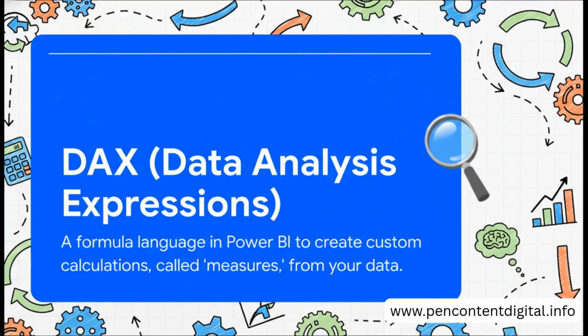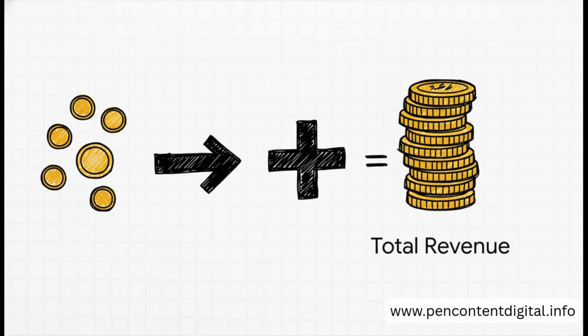Just think of a measure as a saved formula that always gives you an up-to-date answer to a really important business question. Our first measure is an absolute must-have, total revenue. It's super simple. We just tell Power BI to sum or add up every single number in the amount column of our revenue data. That gives us our big top-line number.